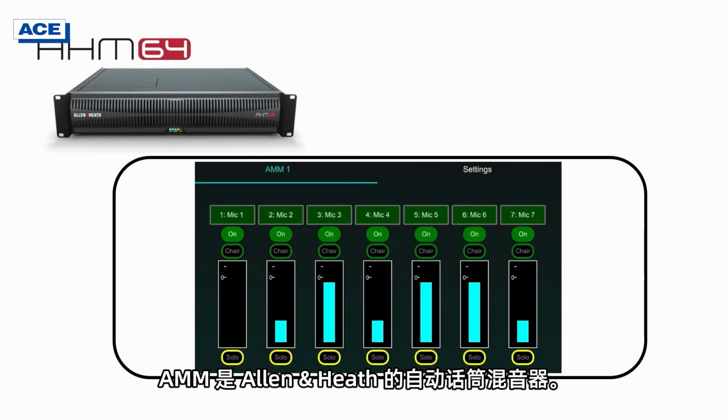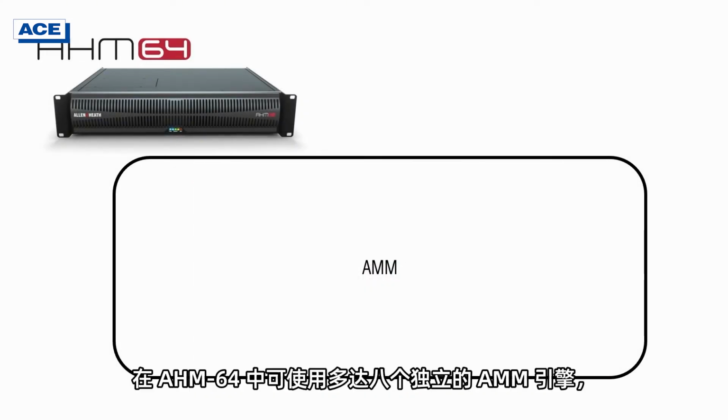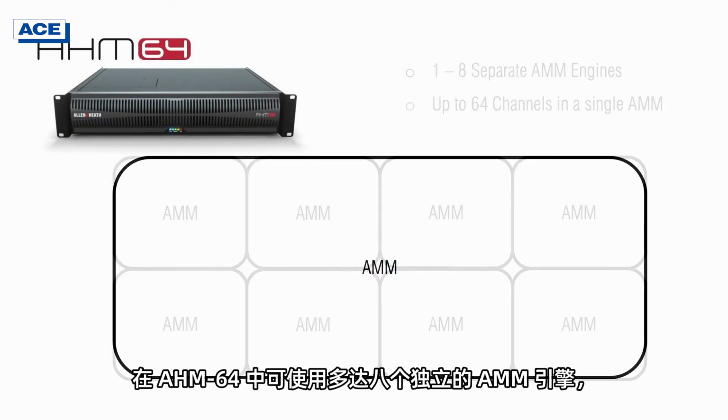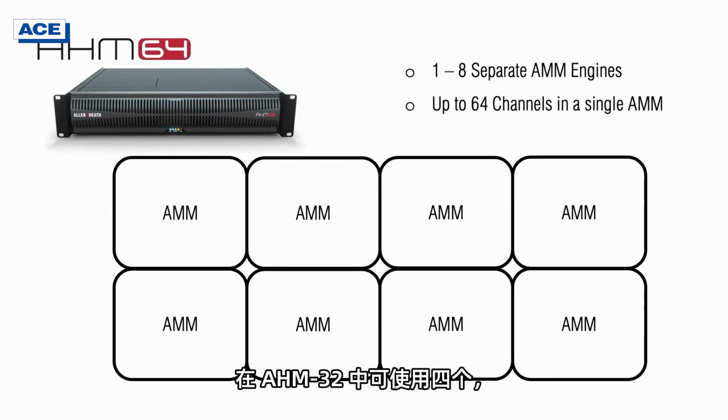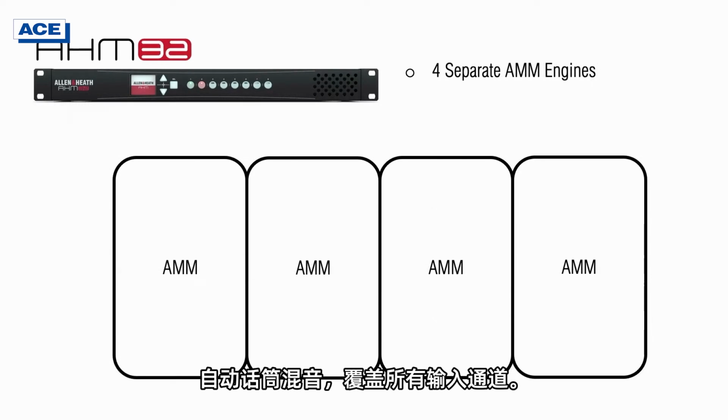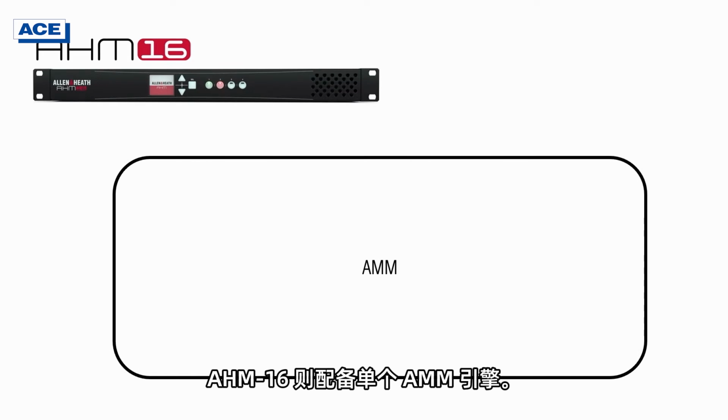AMM is Allen and Heath's automatic mic mixer. There are up to 8 individual AMM engines available in AHM 64, 4 in AHM 32, allowing separate automatic mic mixing from multiple locations at the same time and covering all input channels simultaneously. AHM 16 has a single AMM engine.